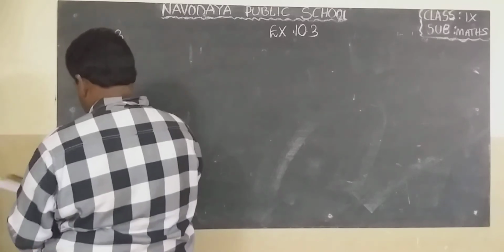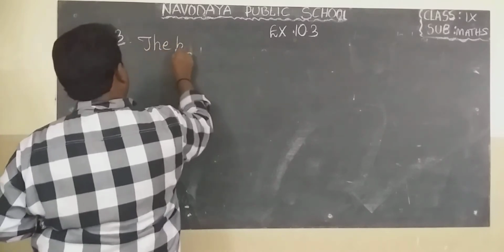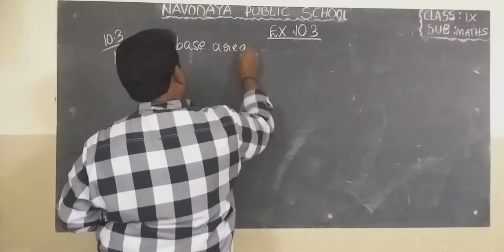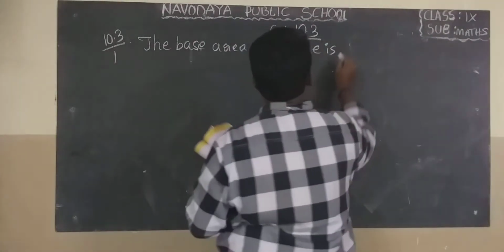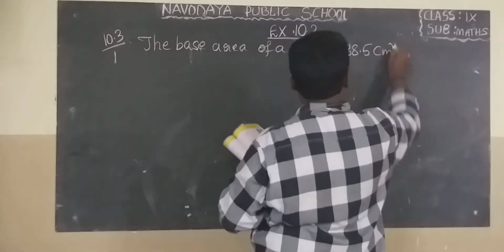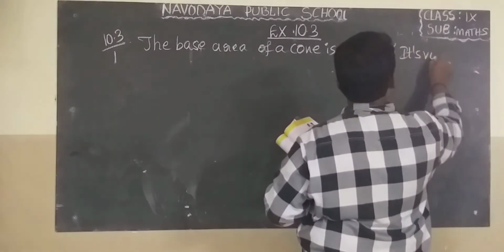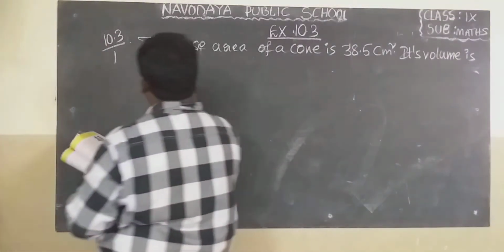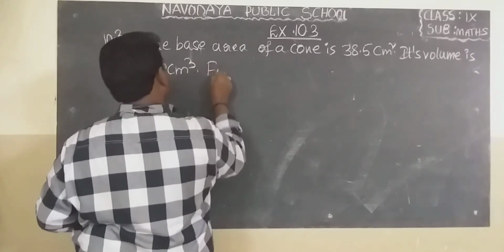The base area of a cone is 38.5 centimeter square. Its volume is 77 centimeter cube. Find its height.